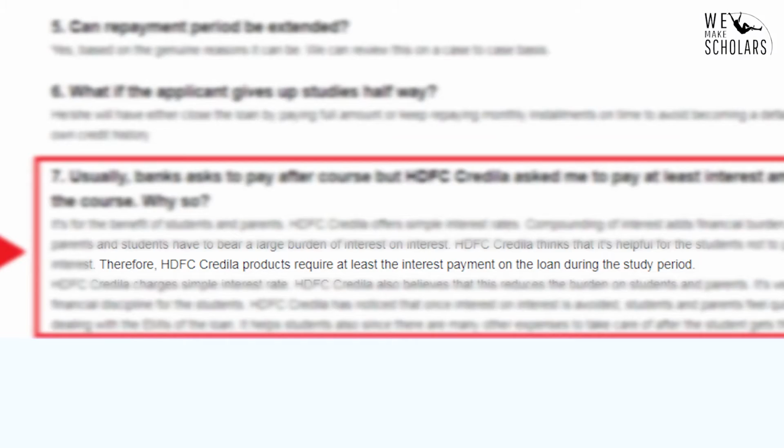If I have to pay my full interest during the study period, then what will they compound? If there is no pending interest amount, nothing will be compounded. This is what Credila meant by these lines. Therefore, HDFC Credila products require at least the interest payment on the loan during the study period. You see how smartly they have used the term simple by politely indicating that you pay your complete simple interest during the study period. I hope you got the catch.